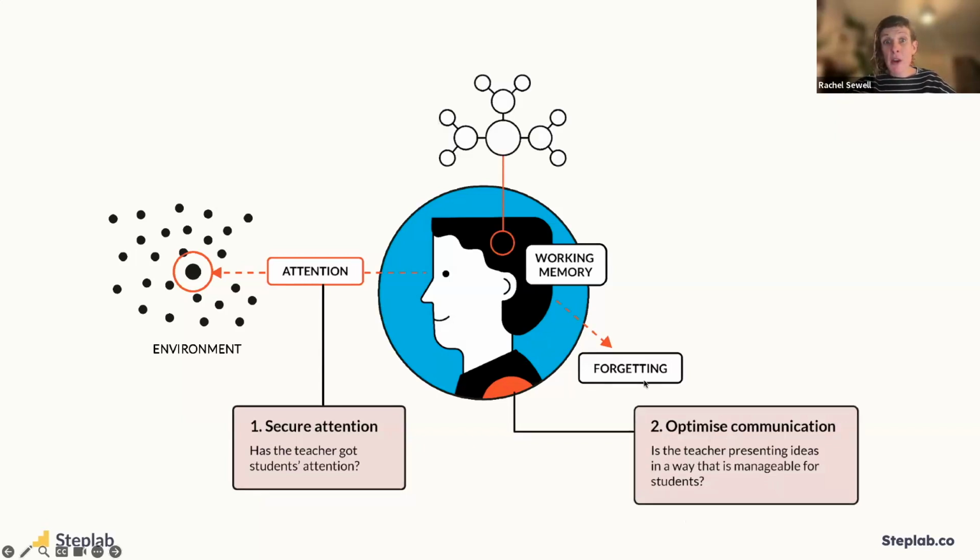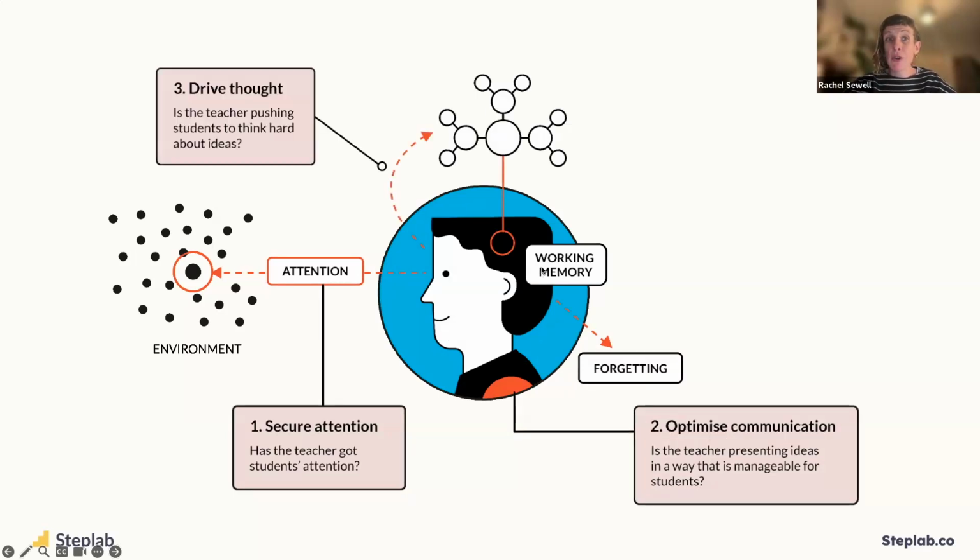From there, I know that if I want students to remember things long term, if I want information to move from the working memory into the long-term memory, I've got to make sure, because memory is the residue of thought, that my students are thinking hard. So the next thing, the third thing that I'm thinking about, if attention's secure, if communication is optimized, is the teacher supporting students to think hard?